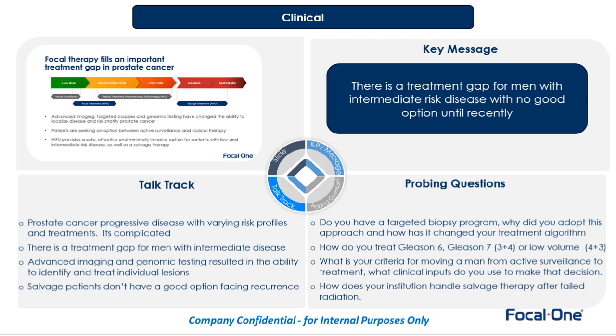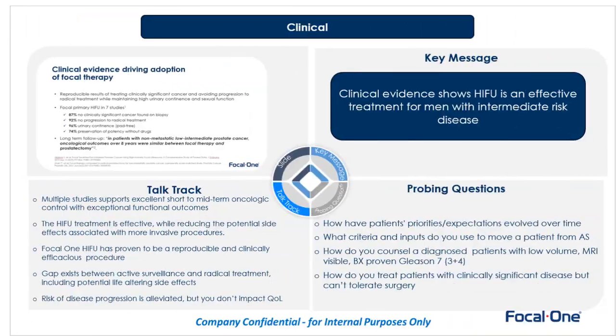Questions to consider: Do you have a targeted biopsy program? Why did you adopt it, and how has it changed your treatment algorithm? How do you treat Gleason 6, Gleason 7, 3+4, or low volume 4+3? What is your criteria for moving a man from active surveillance to treatment? What clinical inputs do you use to make that decision? How do you approach salvage therapy after failed radical procedure?